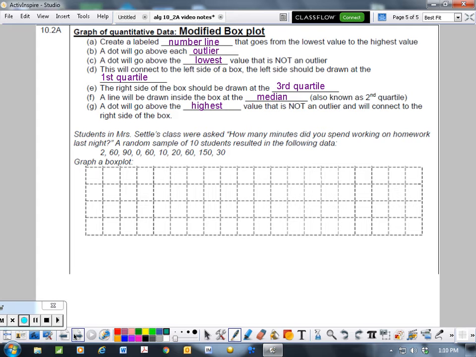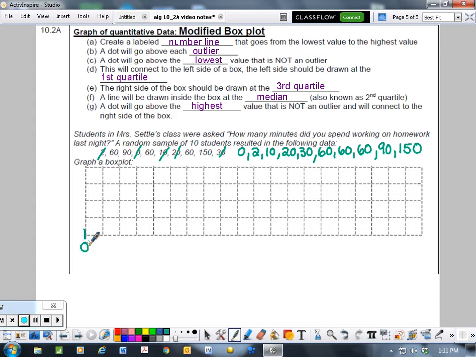So I'm going to go ahead and down below, I'm going to write 0, 10, 20, 30, 60, 90, and 150. I like having them in order so that we can really see how our list in order corresponds to our box plot. So our box plot, we're going to have to start at 0, and then we're going to have to go all the way up to 150 on the very bottom of our graph. So I can go by tens if I want.